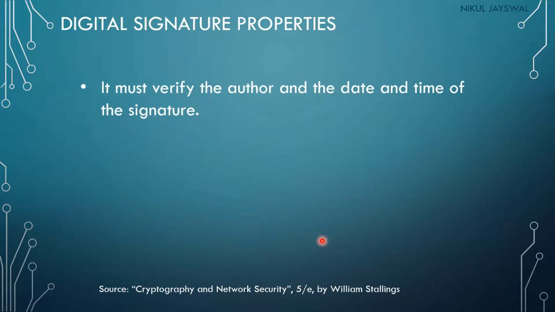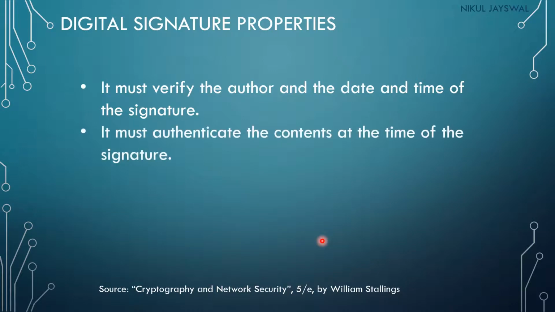Now let's see what the properties of the digital signature are. So the first property of the digital signature is it must verify the author and the date and time of the signature. The digital signature itself must verify the author, who is the sender of the message, and the date and time of the signature, on which time and date the signature has been produced. It must authenticate the content at the time of signature. Clear? So this is the second property of the digital signature, that is authentication must be provided for the content at the time of the signature.